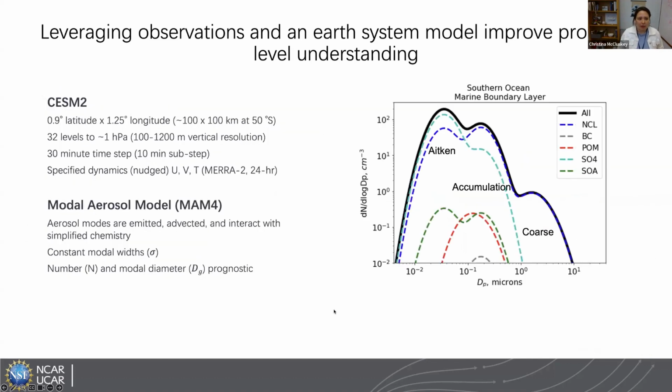Okay, and then the model we're using is the Community Earth System Model. So this is CESM2. Again, this is a coarse resolution model. So think resolutions on the order of 100 kilometers, 150 kilometers, 32 levels from the surface all the way to 1 hectopascal, and a 30-minute time step. So we're looking to use a very coarse resolution model to study these cloud microphysics processes.